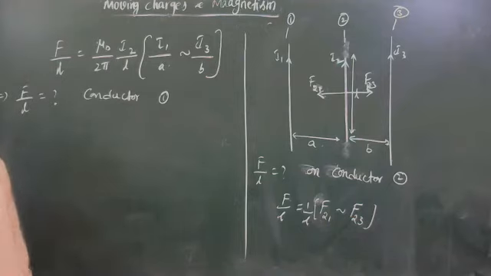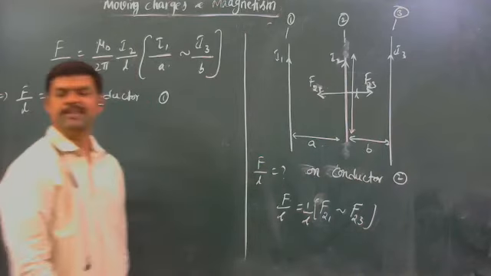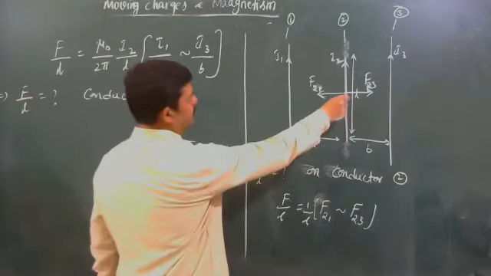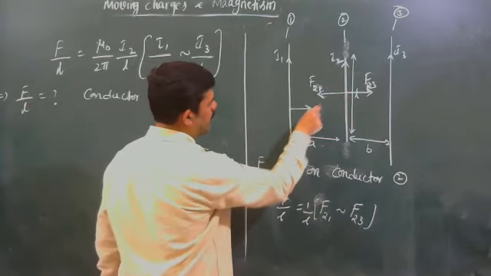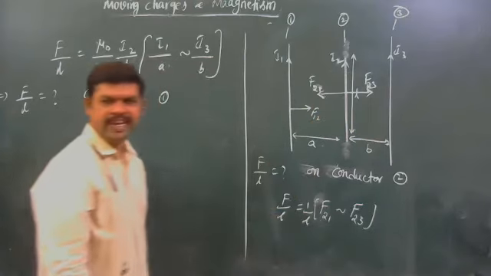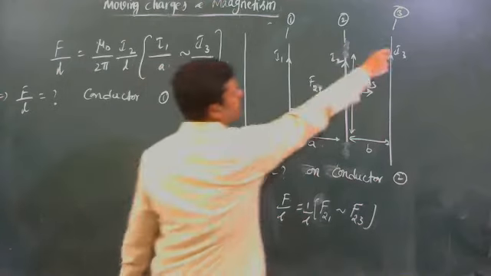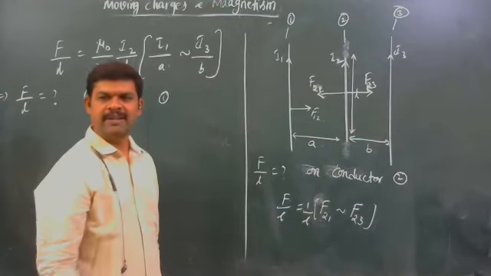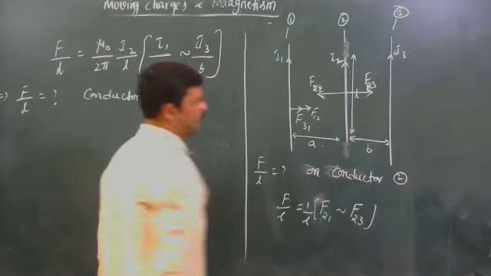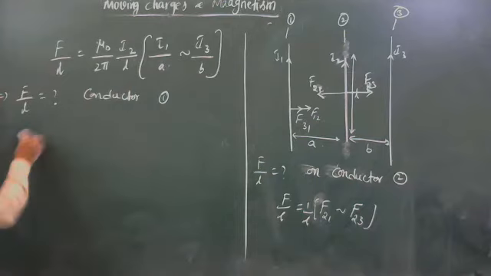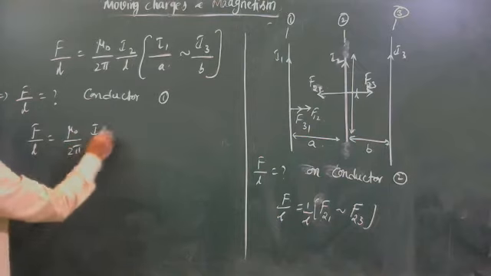Net force acting on conductor 1: due to conductor 2 and conductor 3, is it attraction or repulsion? Attraction. See the currents, how they are, in the same direction, so attraction in both cases. So on conductor 1, what is the net force? F12 plus F31.